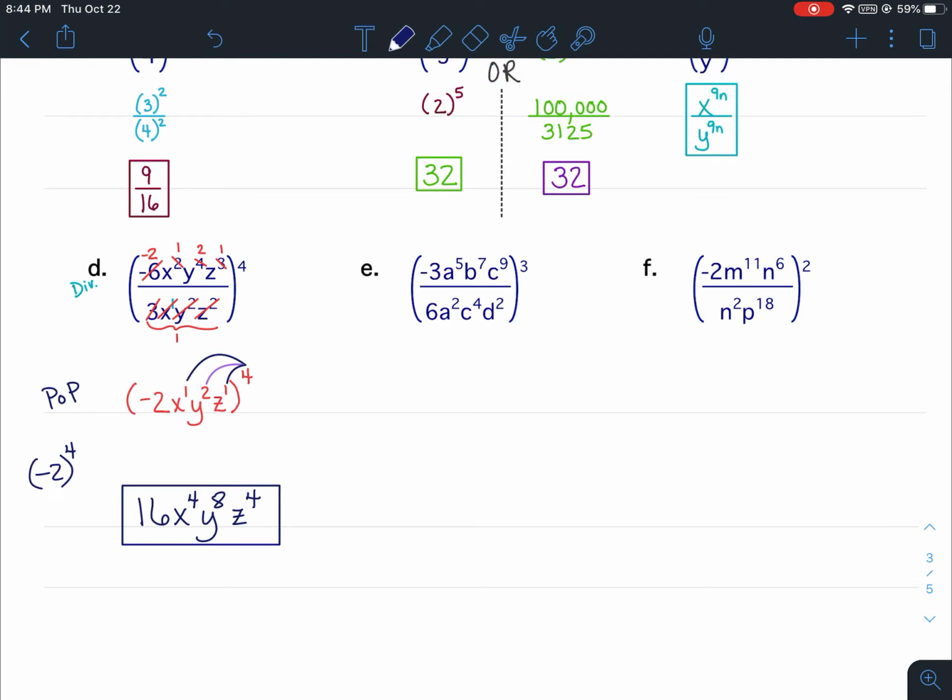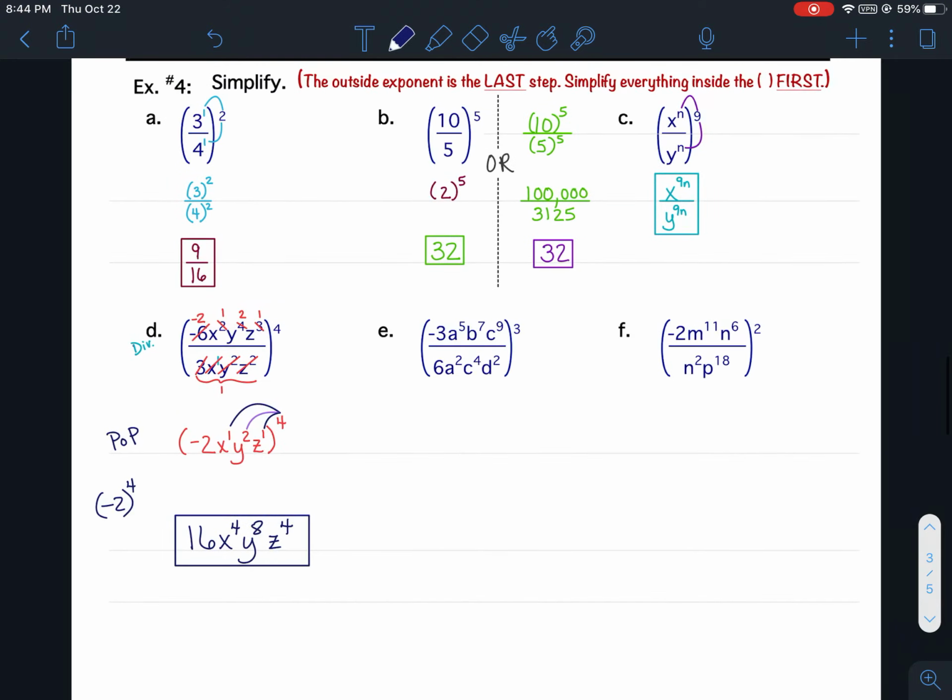Okay, so I did what was inside the parentheses, and then I applied the outside exponent, which, because there was no fraction left, was just power of a product, to get 16, x to the 4th, y to the 8th, z to the 4th. I'm going to stop the video after that example. I'll do E and F in a different video. If you have any questions so far for example 4, please do not hesitate to ask.